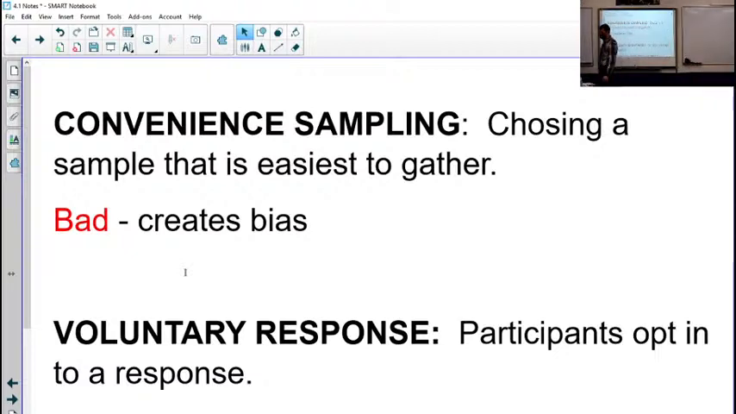Convenience sampling is a bad method of sampling. So the convenience sampling would be something like if I had the words of the speech and said, well, I don't want to pick them at random, I just want to pick the first 5 words in the speech. No, don't do that. That's probably going to be biased in some way, and how it is will depend on the example.